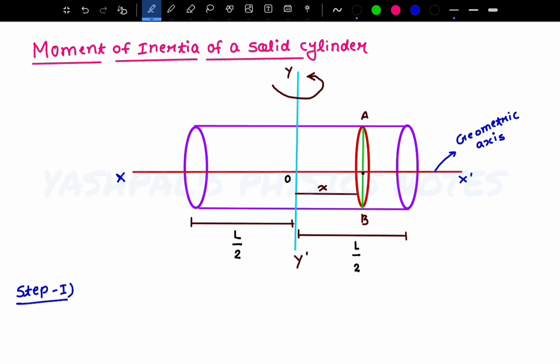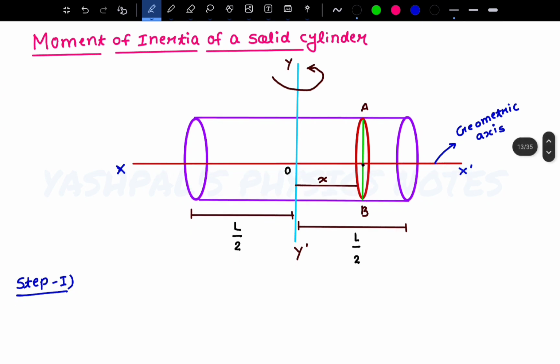Today we are going to study the topic moment of inertia of solid cylinder. As you can see in this figure, I have drawn one solid cylinder with purple color. Now in step number 1, we are going to label this diagram.